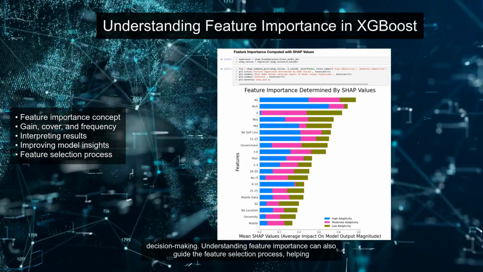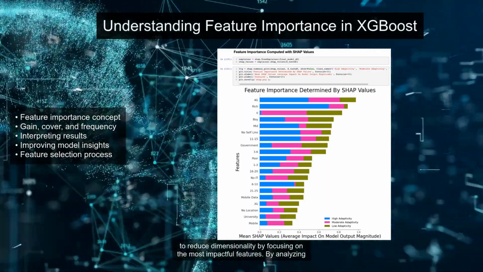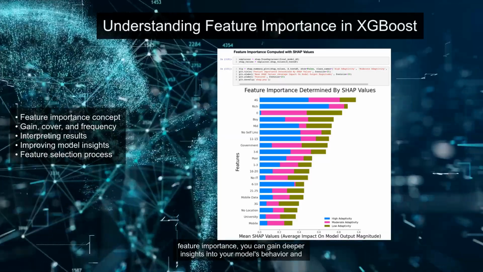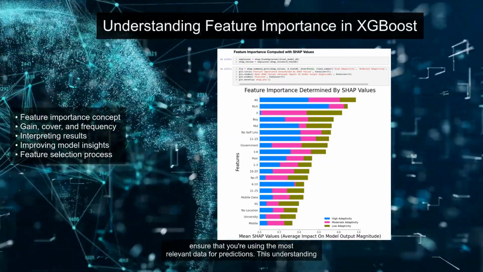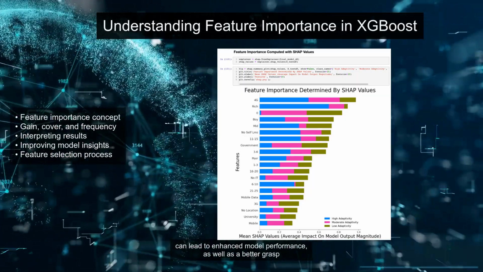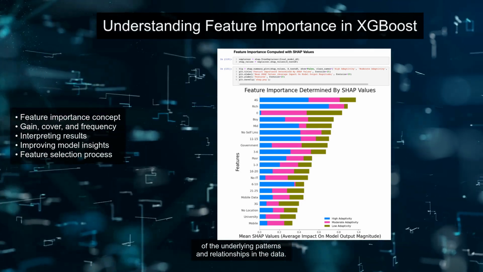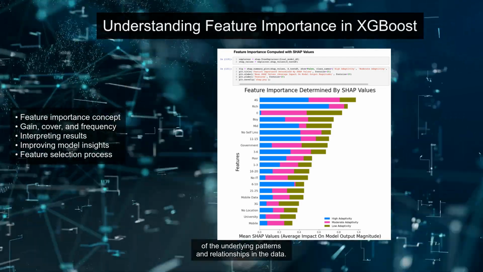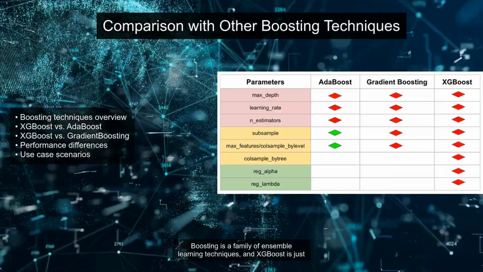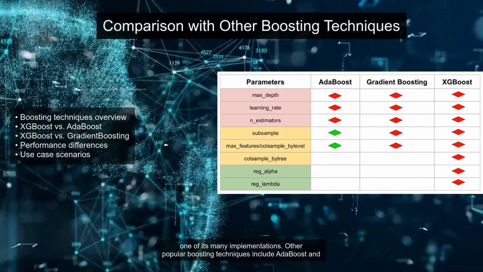Understanding feature importance can also guide the feature selection process, helping to reduce dimensionality by focusing on the most impactful features. By analyzing feature importance, you can gain deeper insights into your model's behavior and ensure that you're using the most relevant data for predictions. This understanding can lead to enhanced model performance, as well as a better grasp of the underlying patterns and relationships in the data.